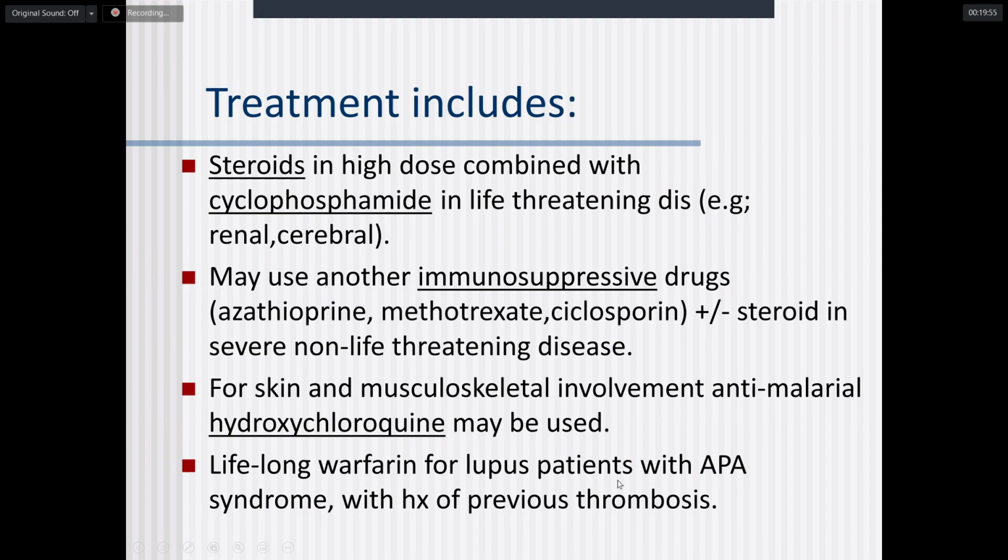Lifelong warfarin for lupus patients with antiphospholipid antibody syndrome with history of previous thrombosis. Meaning someone developed DVT because of lupus, because of antiphospholipid antibody syndrome, because the disease is there. Then you treat him with lifelong warfarin.